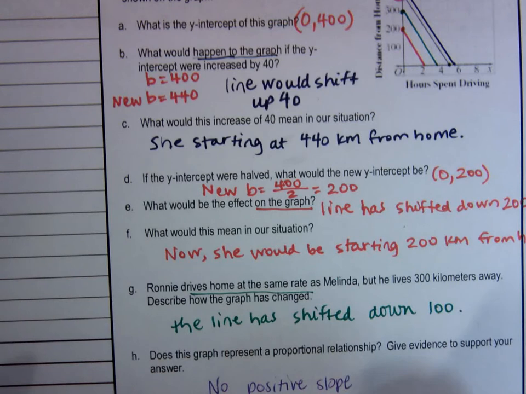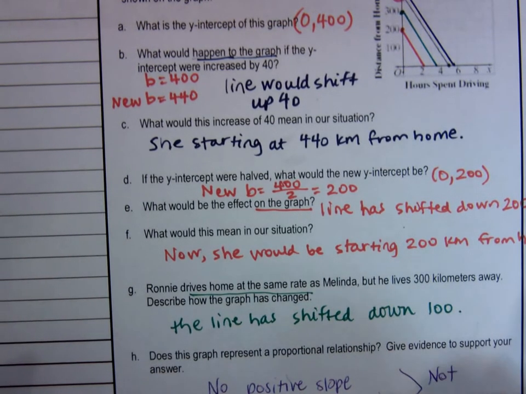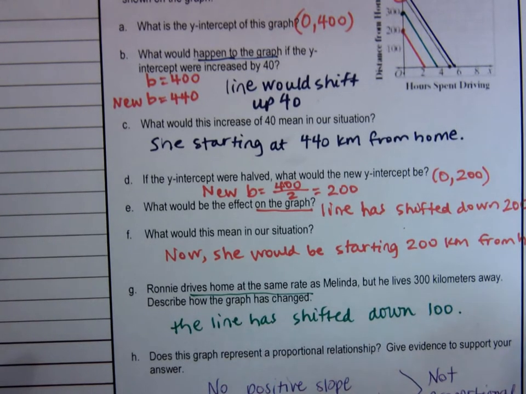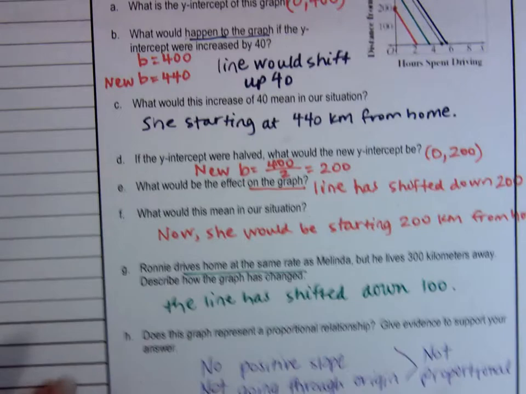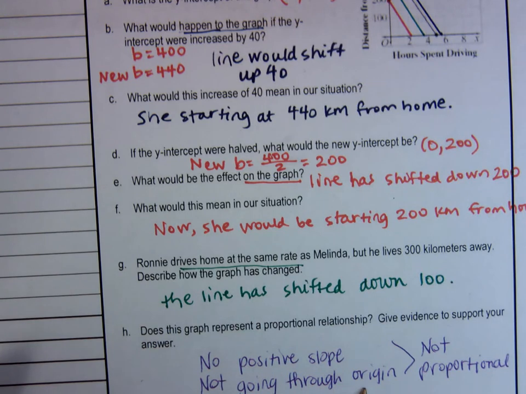So if either of these things don't work, that means that it is not proportional. If we had a positive slope but it didn't go through the origin, it would still not be proportional. Or vice versa, it would not be proportional. It has to have both of those things for proportional.